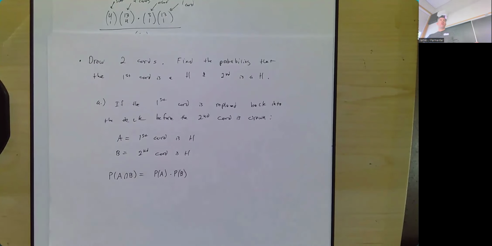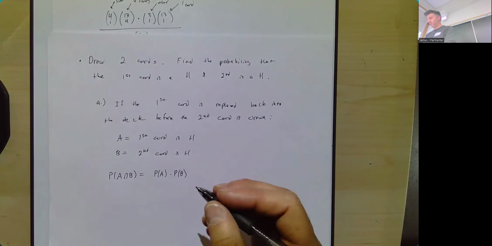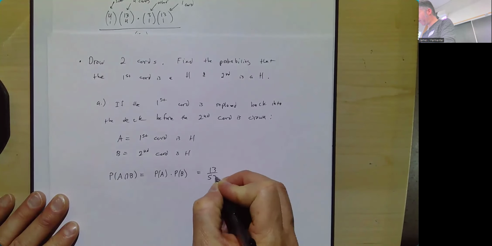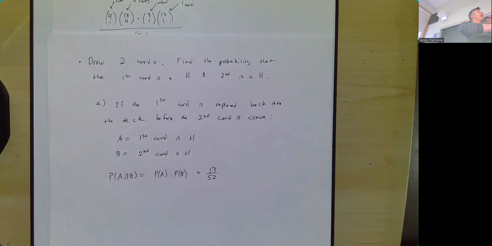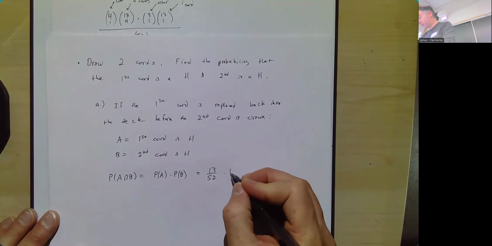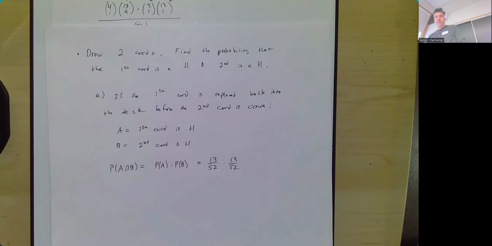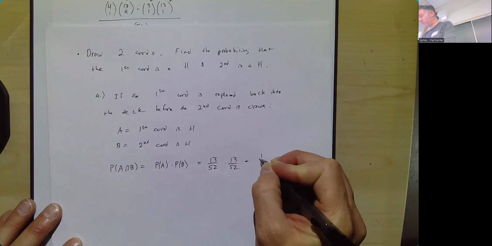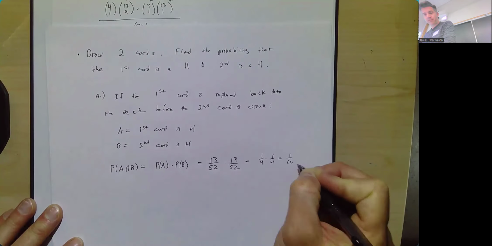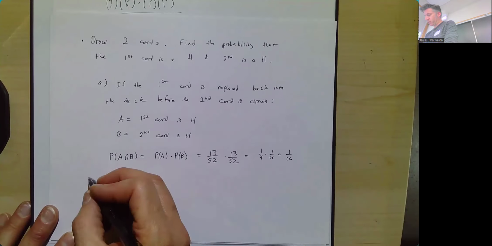The probability of the first card is a heart is what? What's the probability of drawing a heart from the top of the deck? All right, how many hearts are there? 13. How many cards are we drawing from? 52. And then if we put that card back in the deck, it's like it never happened. What's the probability that the second card is a heart if the deck is still full? Right. It's again 13 out of 52. Okay. And you could simplify this if you wanted to. It's 1/4 times 1/4, which is 1/16. But now here's where it gets more interesting.